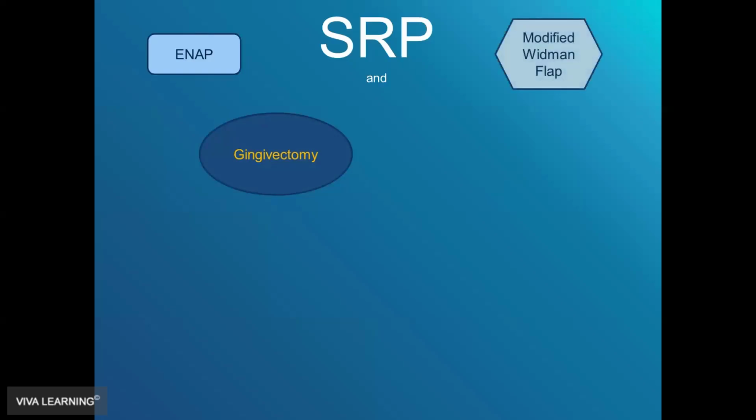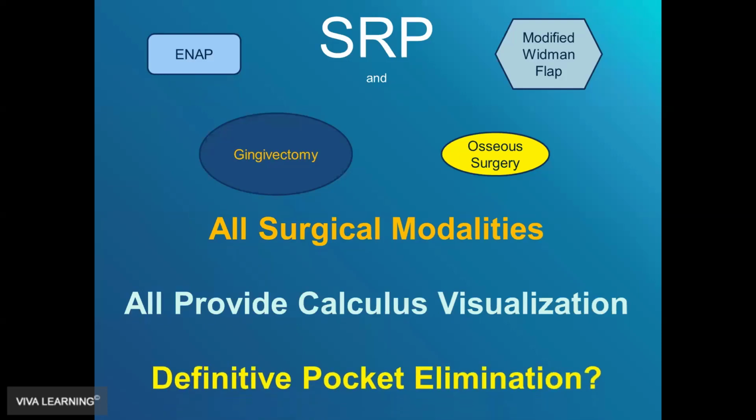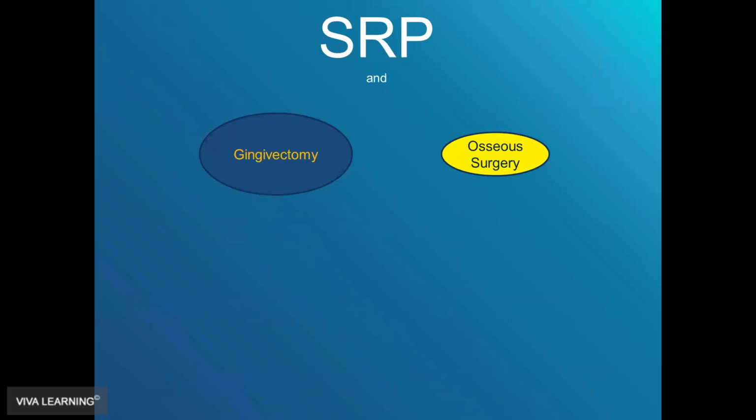So what else can we do? Well, we can do scaling and root planing and excisional new attachment procedure, or gingivectomy, modified Widman flap, osteosurgery. These are all surgical modalities, and these all provide excellent calculus visualization. And that is the big shortcoming of scaling and root planing, the lack of visualization. But do these all provide definitive pocket elimination to reduce the risk? Nope, but these two do.